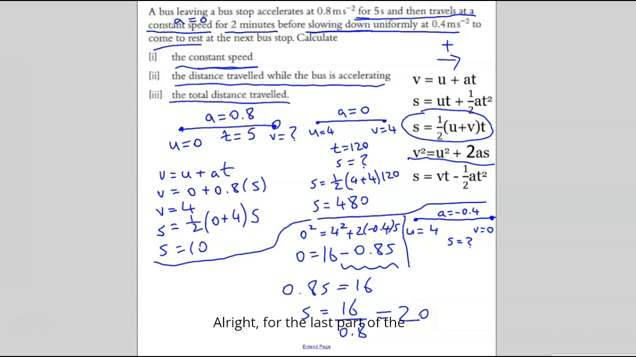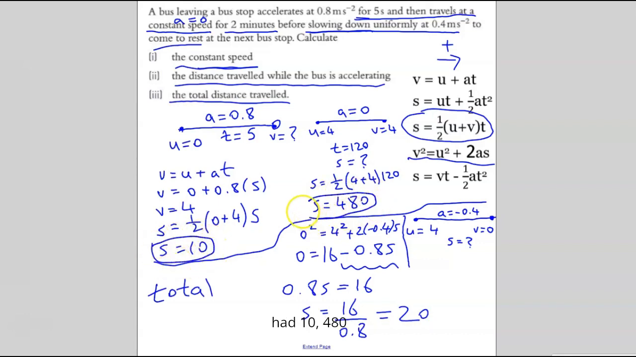Right, for the last part of the journey, your distance traveled is 20. Okay, and then to find the total distance, which they said in the question, you add the distances for the 3 parts. So we had 10, 480, and 20. If you add all 3 of these, that will give you 510 meters.